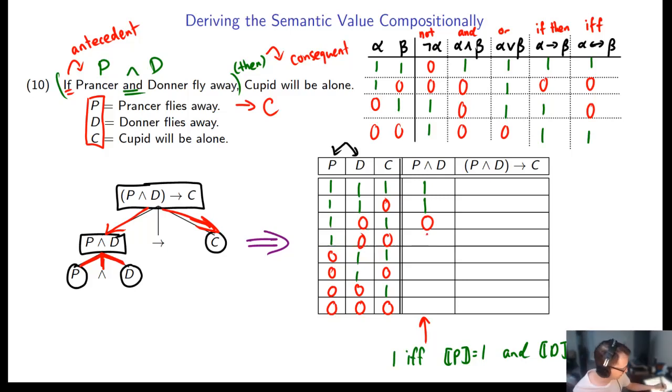Get rid of that box there. Okay, fifth row. Now P is false, but D is true. But they both have to be true for P and D to be true. So P and D will be false. And in the sixth row, it's the same thing. Finally, in row 7 and 8, they're both false. So those last rows are false as well.